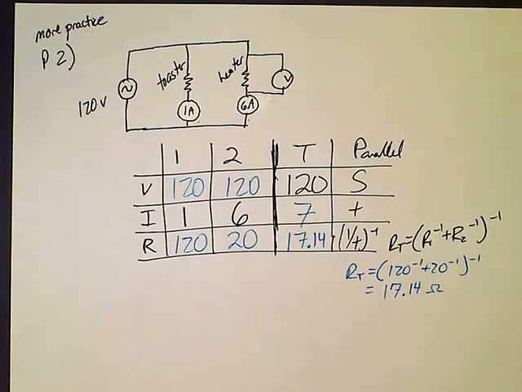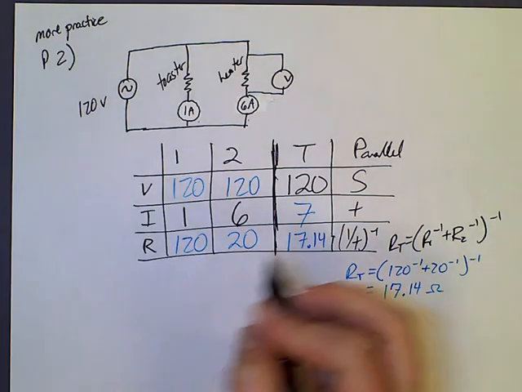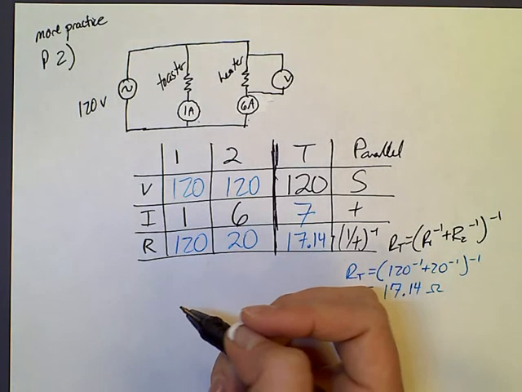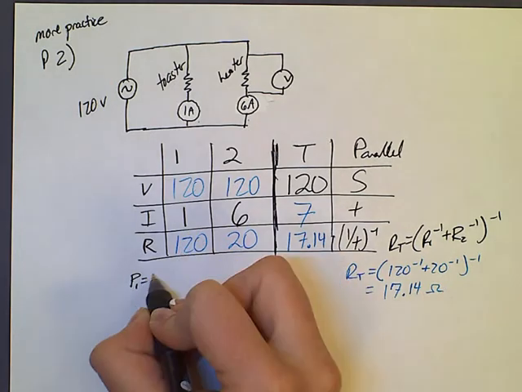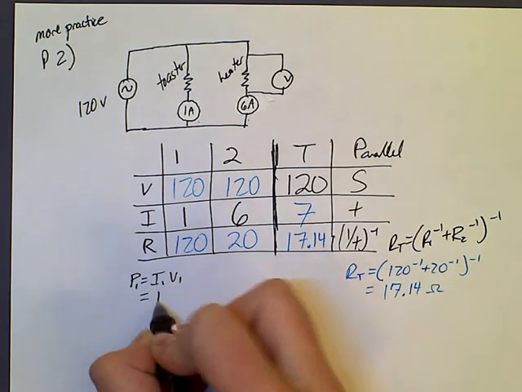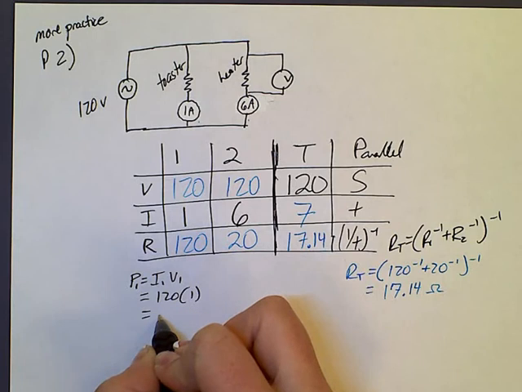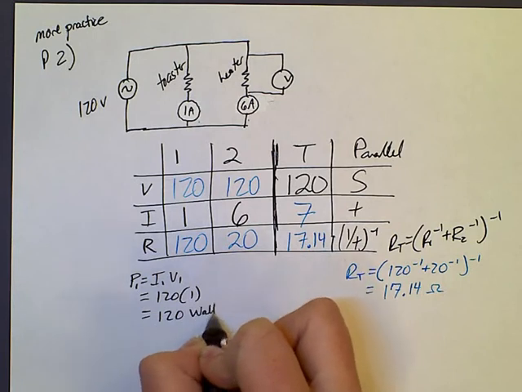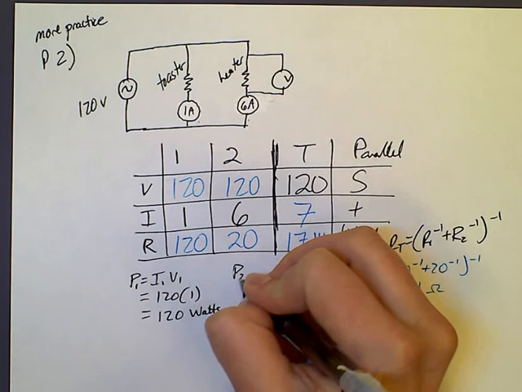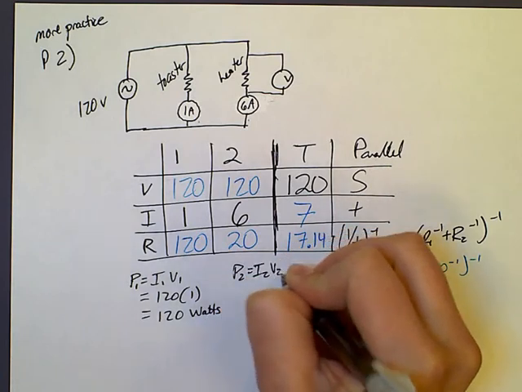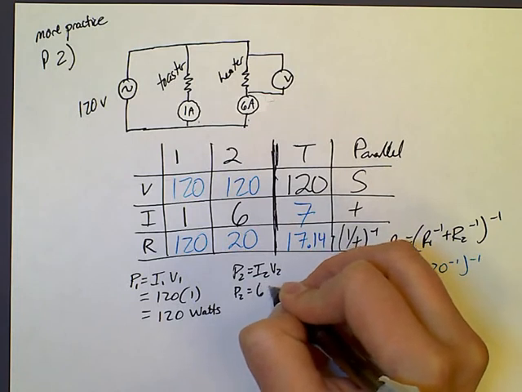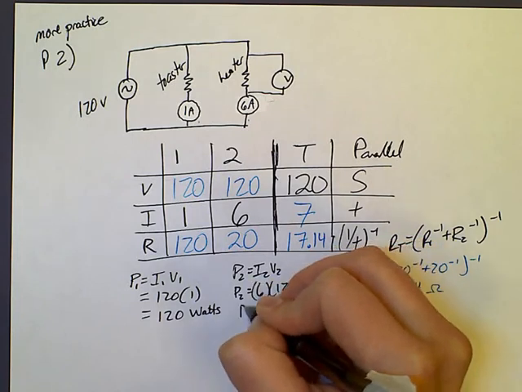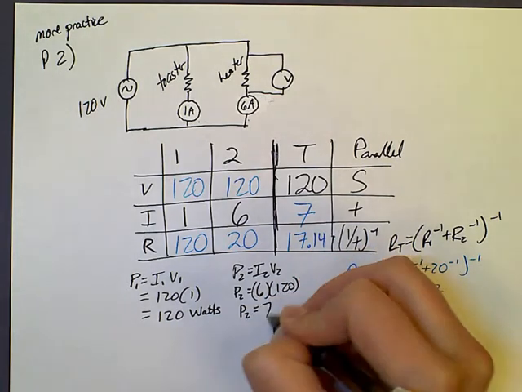Alright, it's also asking for the power. And the equation for power is just P equals IV. That's the easiest one if you have your I and your V. So if I wanted to do P1, I'd just do I1 V1. So 120 times 1. So the power here is 120 watts. Power for 2, I'm just using I2 and V2. So I've got 6 times 120. Gives me a power of 720 watts.